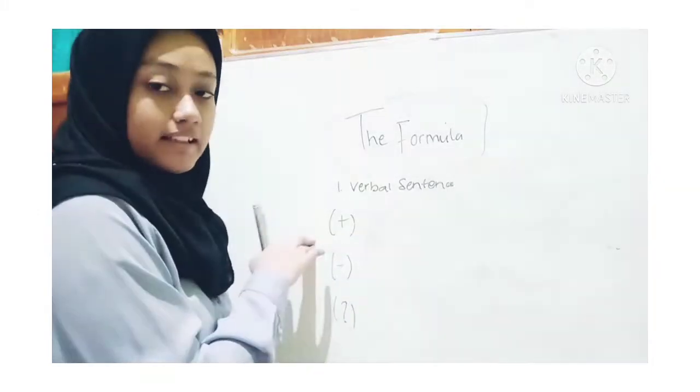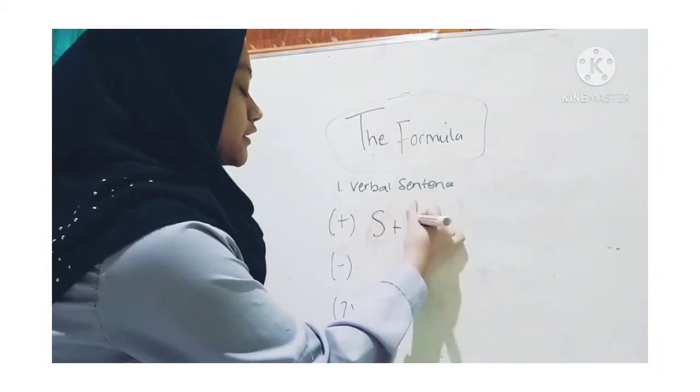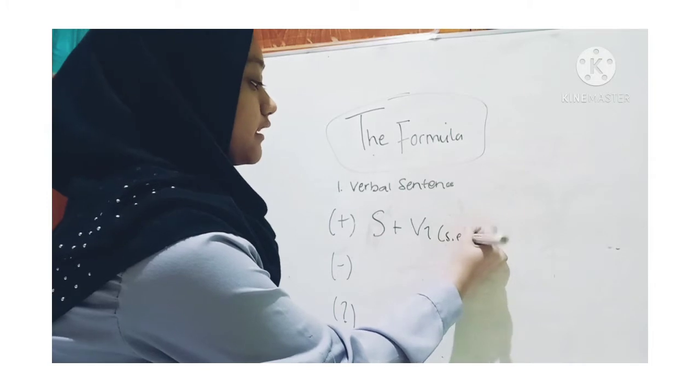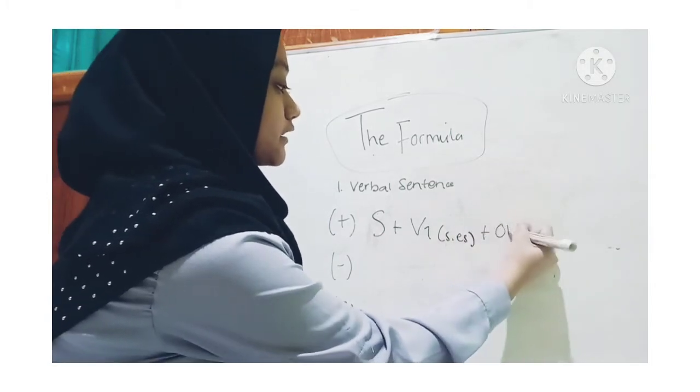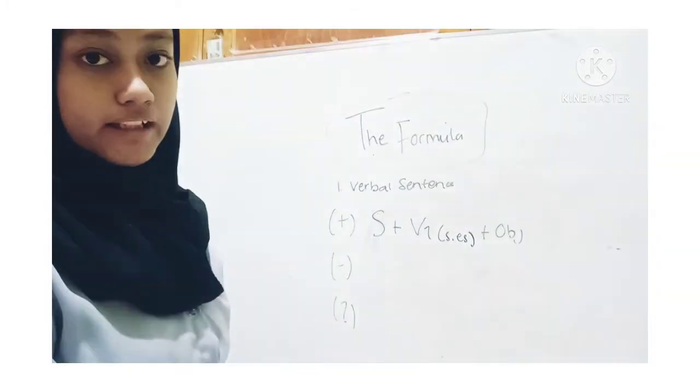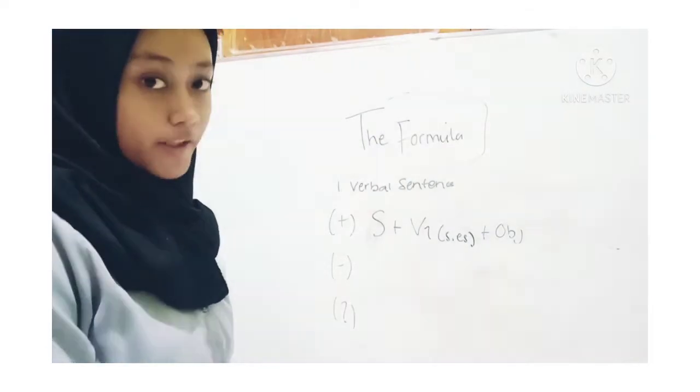The formula for a positive sentence here is subject plus verb 1 or verb plus s/es, plus object. The object can be anything. It can be a noun, adjective, or adverb.